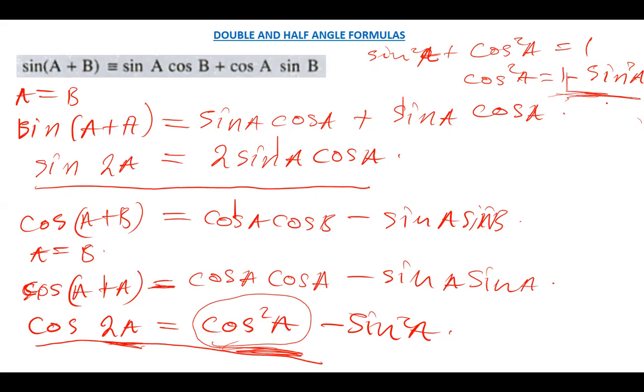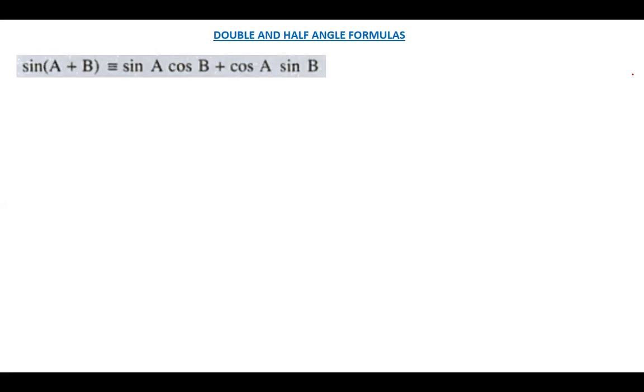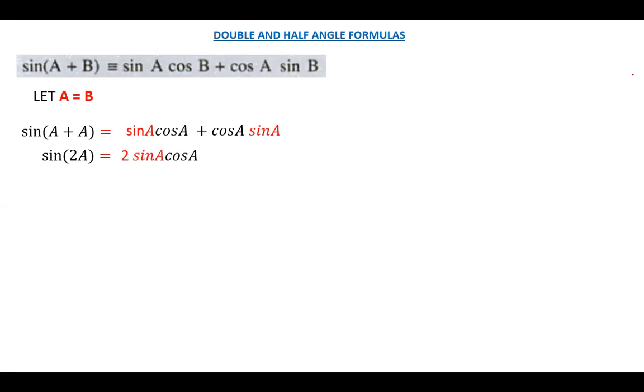I think I've covered everything in the slide. This is what I was just explaining. So sine 2A is equal to 2 sine A cos A. It's the double angle formula for sine. I didn't talk about the half angle formula, but it's straightforward. It means that you are dividing this 2A.